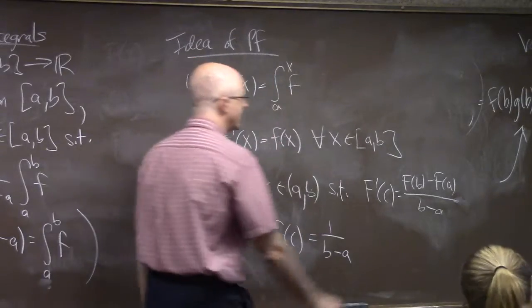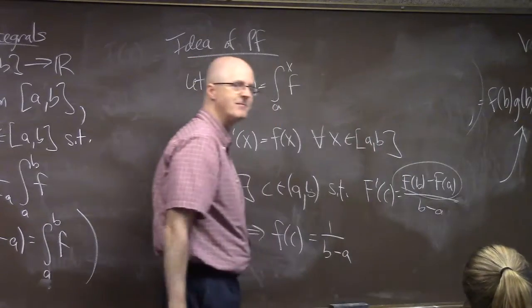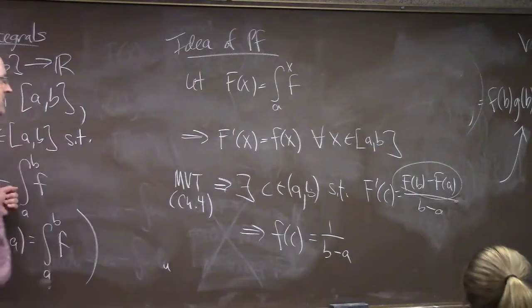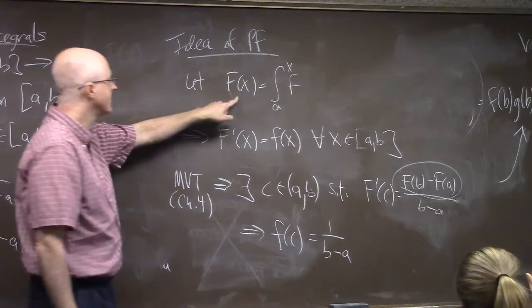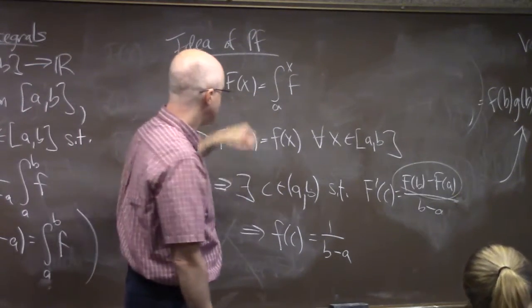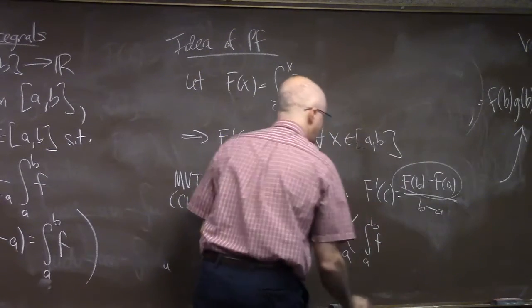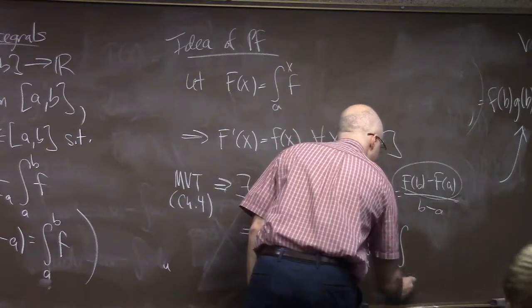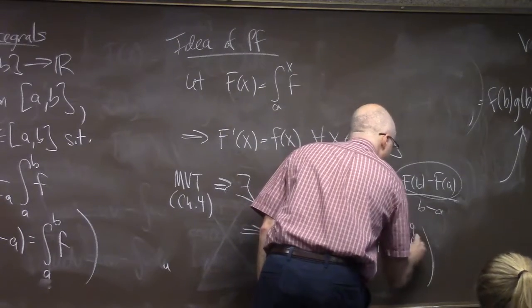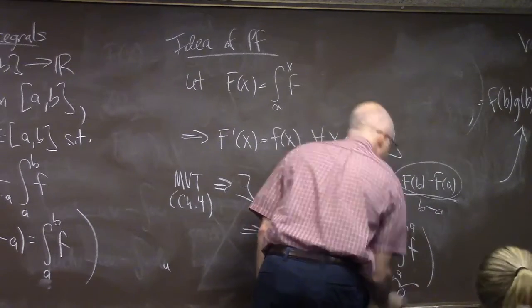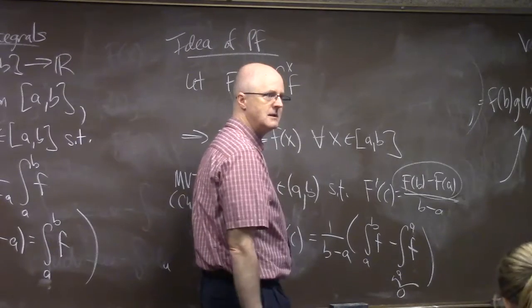So to finish it off, I've got to simplify that. But that does equal the integral because of how capital F is defined. Capital F of B is the integral from A to B. Capital F of A is the integral from A to A, but the integral from A to A is 0. We're done.